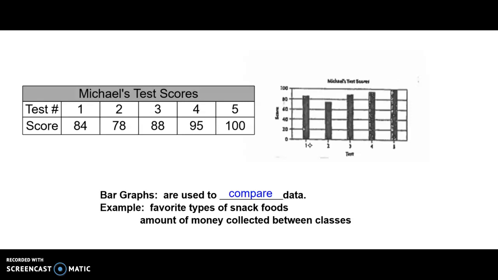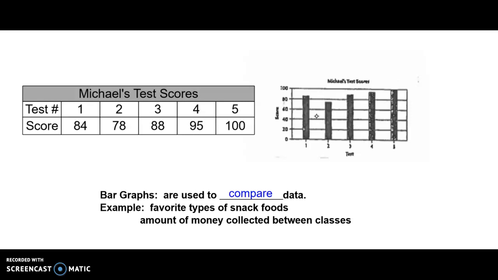We can do comparisons just by looking at that. Some other data that could be graphed as a bar graph, because bar graphs are used to compare data, is if I did a survey about favorite types of snacks. On the bottom here, I might have popcorn, chips, pretzels, gummy bears, different types of snacks, and then the numbers would represent how many chose each, and we could compare: this snack is the least, this snack is the most. Maybe there are 2 snacks that are tied, but it's used to compare information. That's the whole purpose of a bar graph, to compare data.